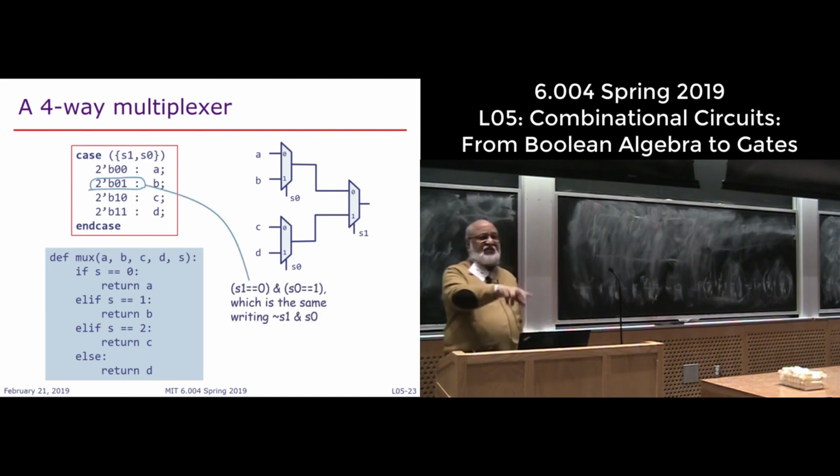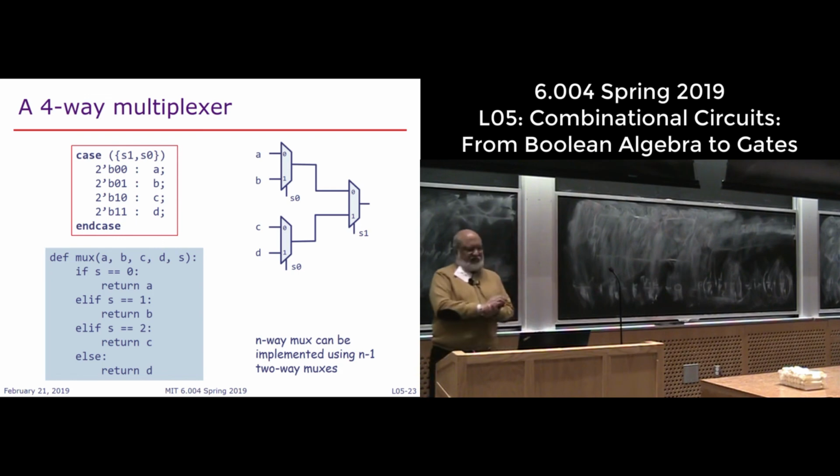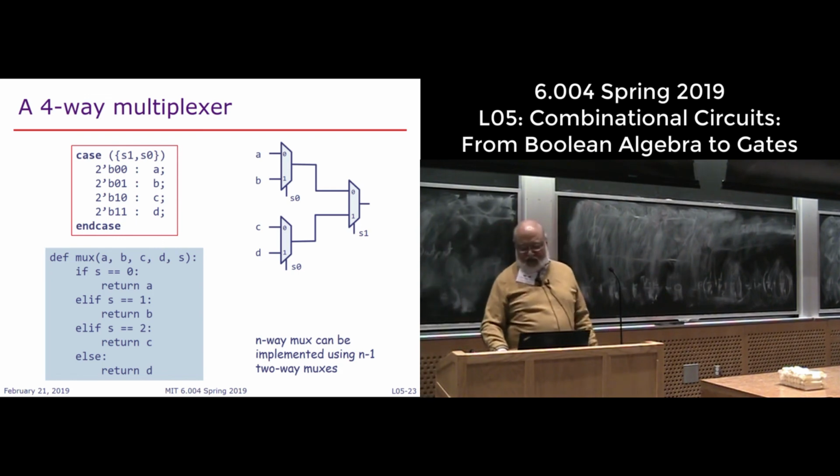So even though I'm writing it like this, it should be obvious that I have 2 bits coming in, S0 and S1, and they're being compared against 2 constants over here. That's what is spelled out over here. And because of our convention that true always is 1 and false is always 0, I could have reduced it to simply not S1 and S0. And the n-way mux can be built using n-1 of these things. Good.